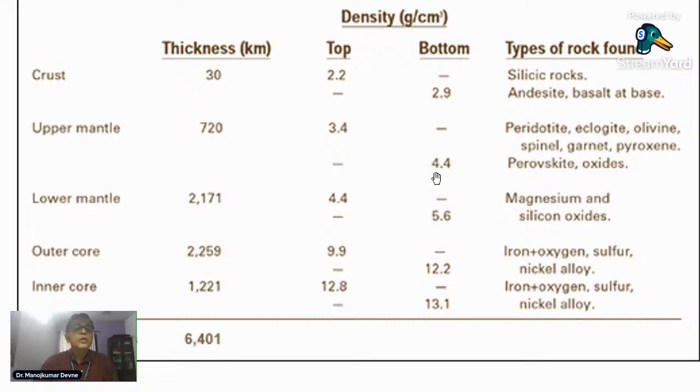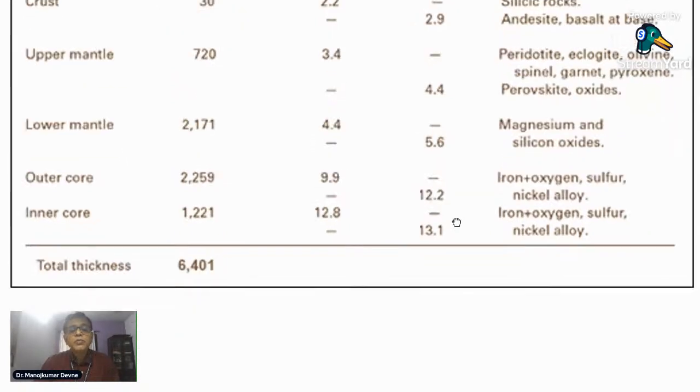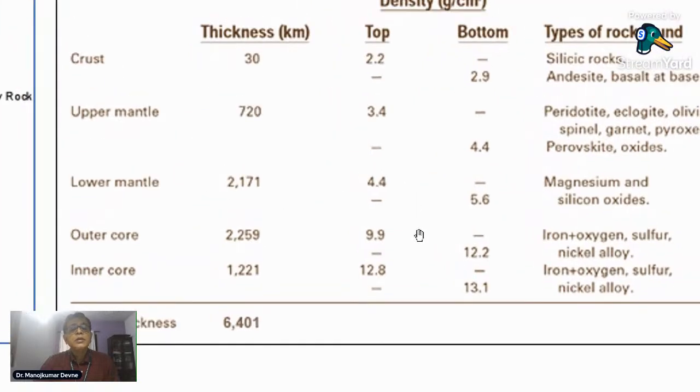3.4 to 4.4 is the upper mantle. 4.4 to 5.6 is the lower mantle. 9.9 to 12.2 is the outer core, and inner core, 12.8 to 13.1 is the density as far as the inner core is concerned.